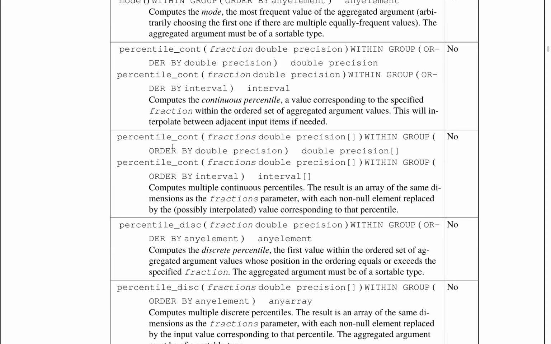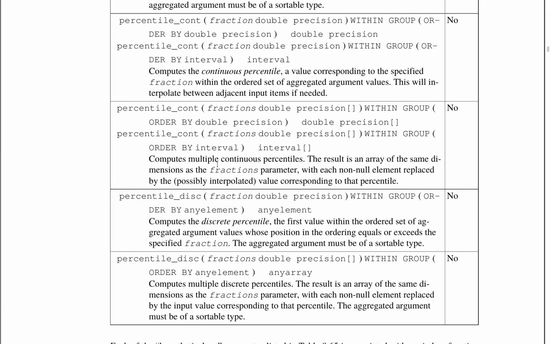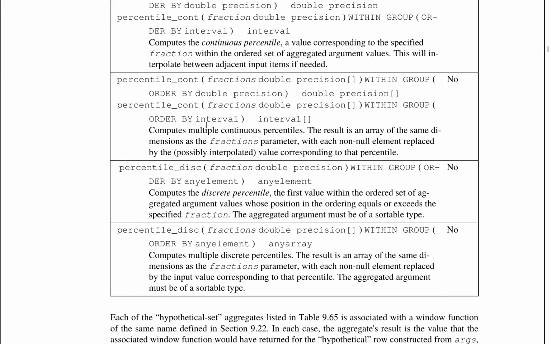Then we have percentile_cont, which takes an array of double precision elements WITHIN GROUP ordered by double precision and returns an array of double precision. Similarly, we have that for interval as well. These compute multiple continuous percentiles. The result is an array of the same dimensions as the fractions parameter, with each non-null element replaced by the value corresponding to the percentile.